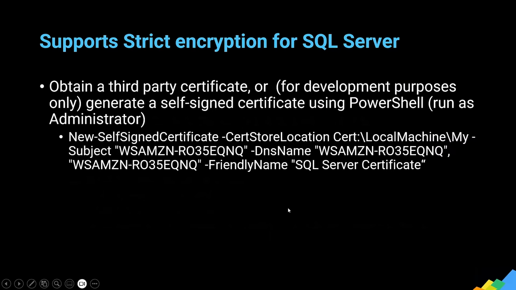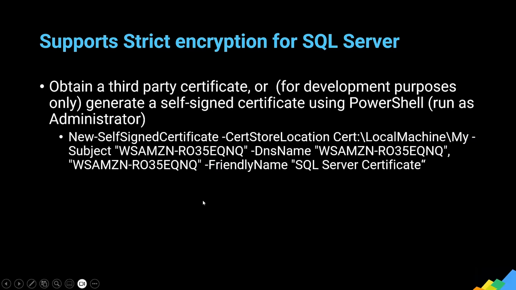So this is how you're going to configure the SQL Server to support this. Now, what I show you here is a PowerShell command that can be used to generate a self-signed certificate. That's something you might want to do if you just want to try out the feature. That's not something you're going to want to use in production. But if you do decide to use this, where it says WS Amazon here, that's the machine name for my Amazon workspace. You're going to replace that with the name of the server that the SQL Server is running on.